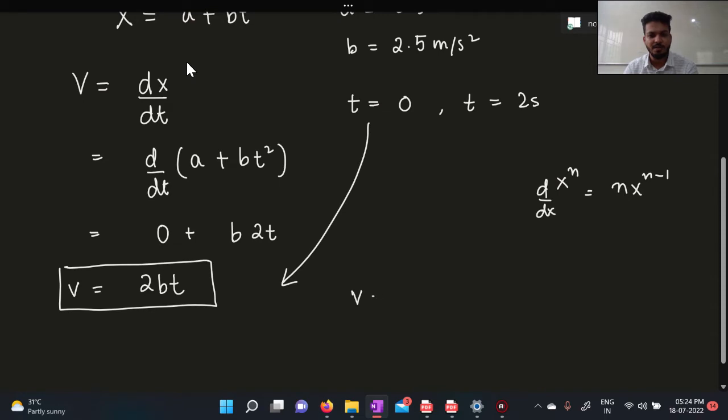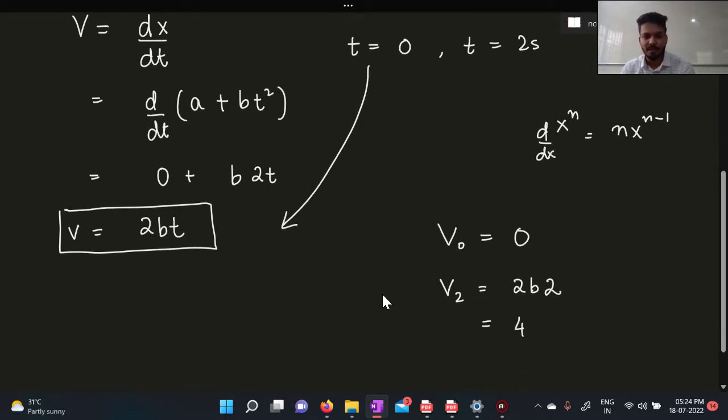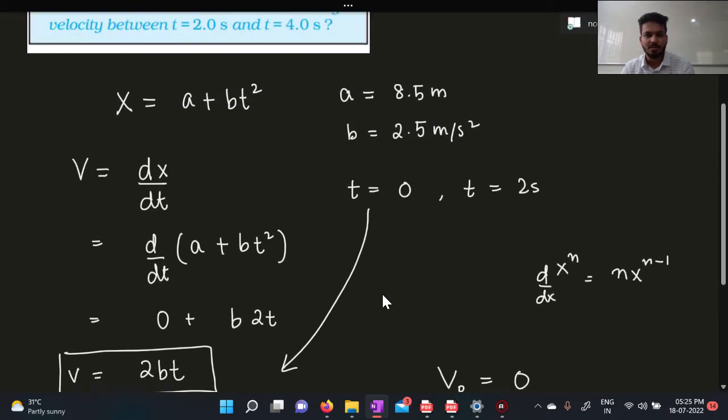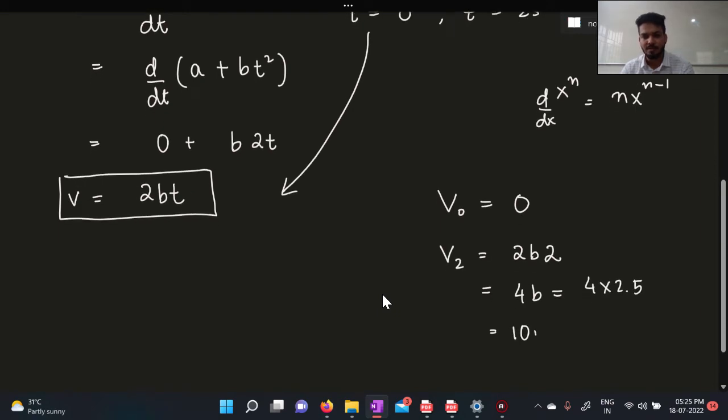If I try to find the velocity at t equal to 0, it will be simply 0, because when I plug in the value of 0 into this equation, the velocity becomes 0. I'll write this as v0, meaning velocity at 0. V at 2 will be 2 times b into 2, because in place of t I'll plug in 2, so this will be 4b. Now b's value is given in the question, it is 2.5. So this is 4 into 2.5, which is equal to 10 meters per second. So the first part of the question is done.